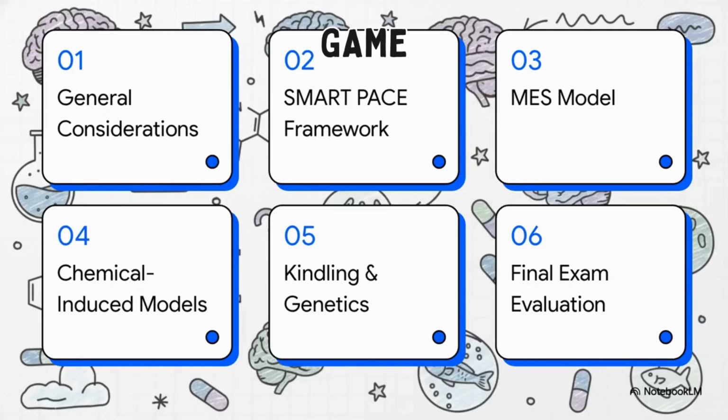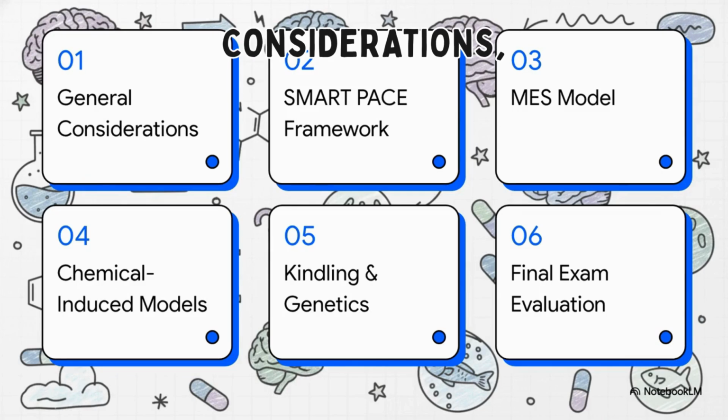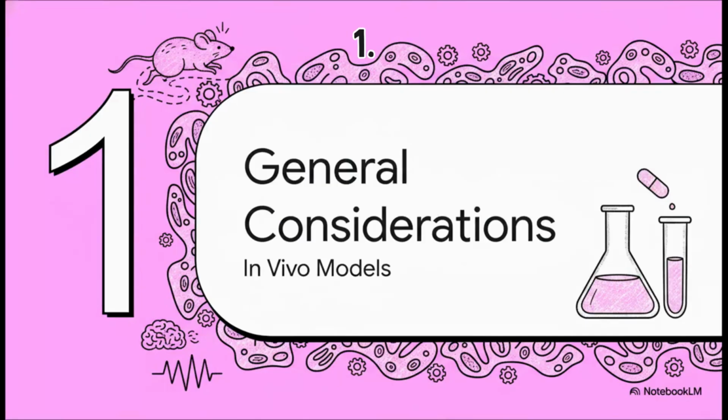All right, here's our game plan. We'll start with general considerations, then introduce our secret weapon, the SMART PACE framework. After that, we'll hit the MES model, chemical-induced models, kindling and genetic models, and finally wrap up with a final exam evaluation. Let's go. Section 1.